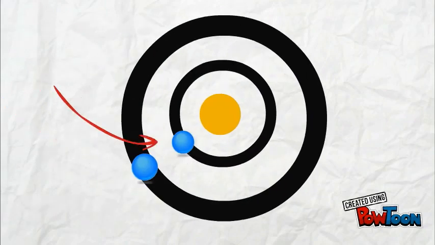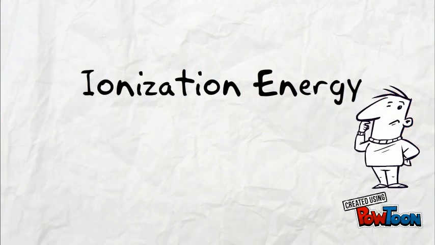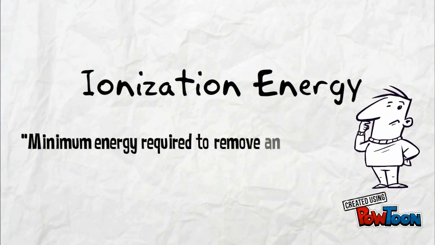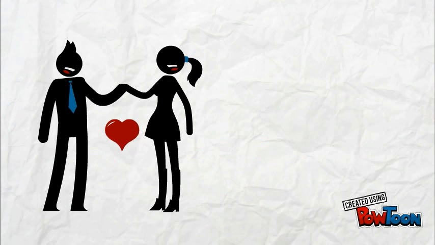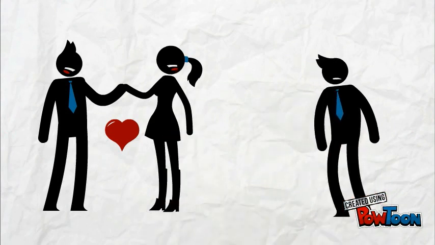We already know that the closer an electron is to the nucleus, the harder it will be for it to be removed. So what is ionization energy? Simply defined, it is the lowest or minimum energy needed to remove an electron from the ground state or the initial energy level. The bigger the ionization energy, the more difficult it is to remove an electron. Kind of like a highly attracted couple will take more energy to separate.